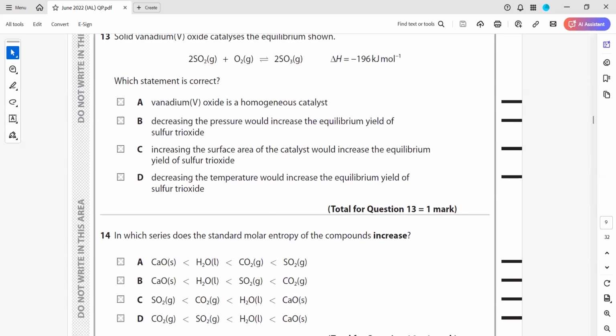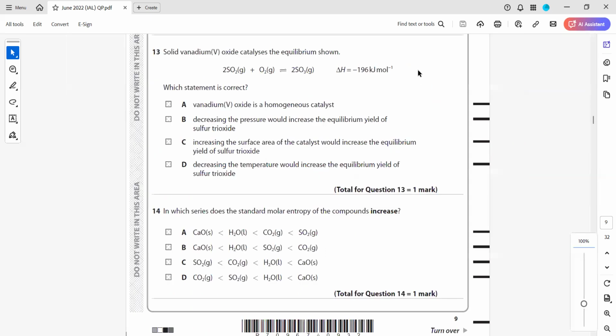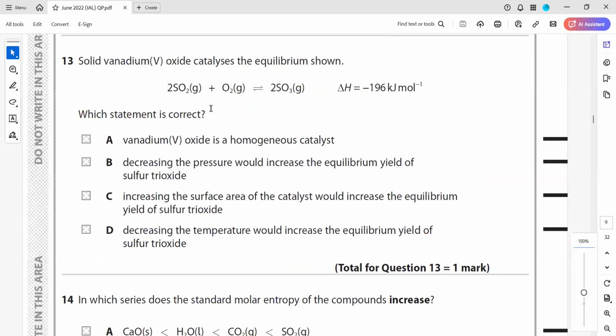Question 13. Solid vanadium(V) oxide catalyzes the equilibrium as shown. Which statement is correct? It is a heterogeneous catalyst. A heterogeneous catalyst traps the reactant on the surface and reduces the bond strength. Vanadium is a homogeneous catalyst? No. They mention it is a solid and we have gases at the reaction.